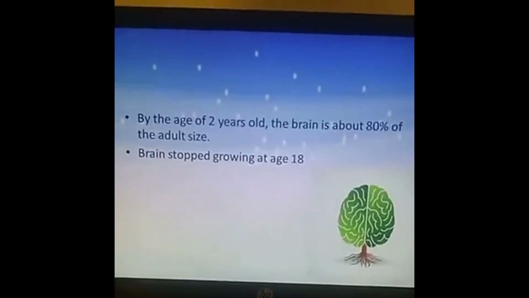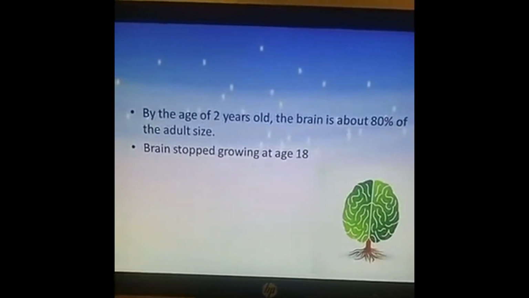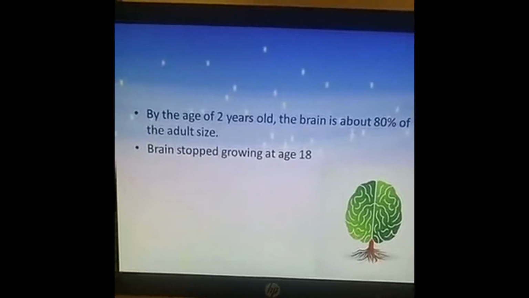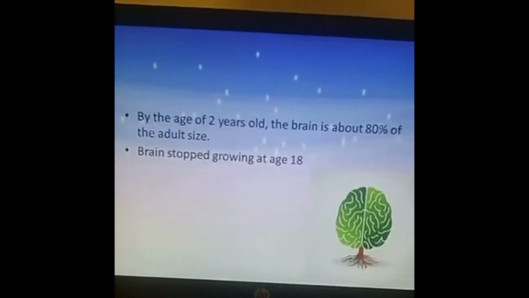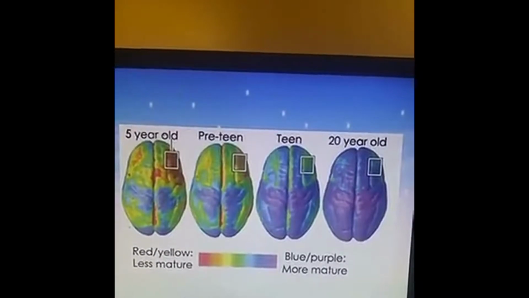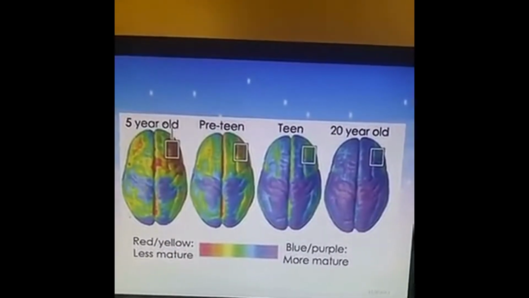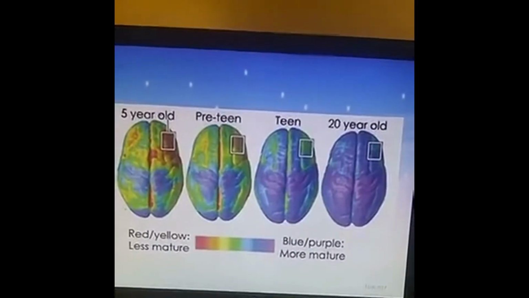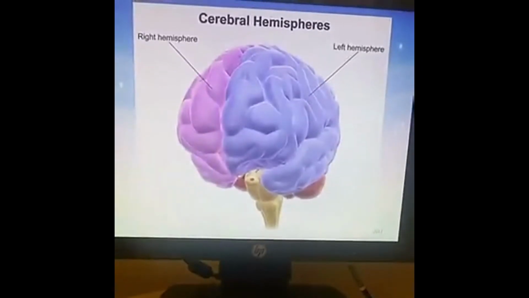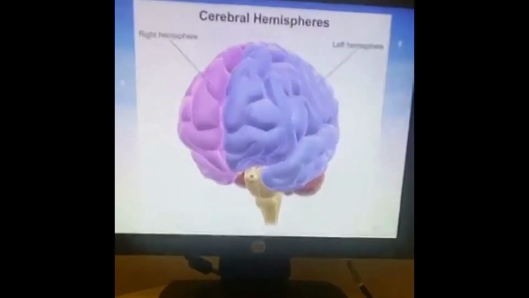Actually, by the age of 2 years, the brain is about 80% of the adult size, and the brain stops growing at about 18 years old. The brain is not increasing in size; instead it becomes more mature, as you see here in these pictures with the different age groups of the brain. In the cerebrum, as we know, there are two hemispheres, the right and the left.